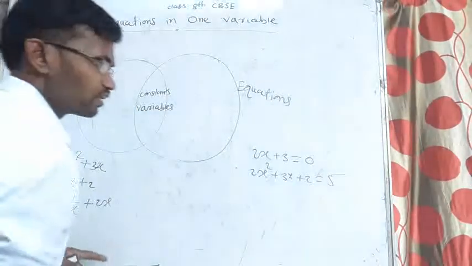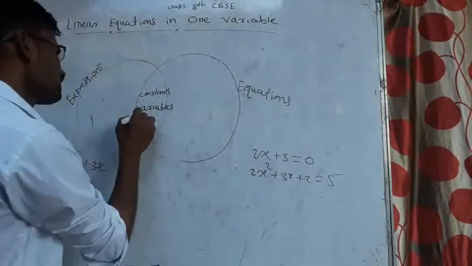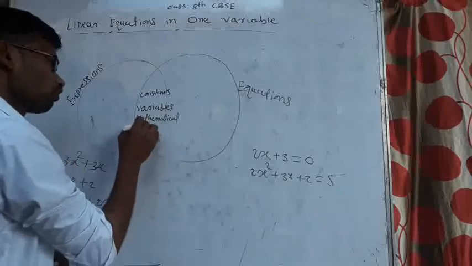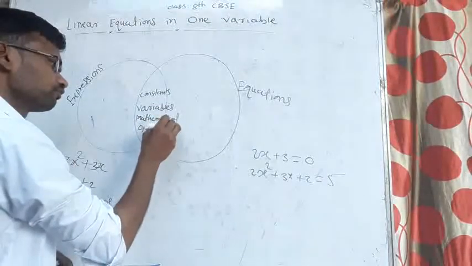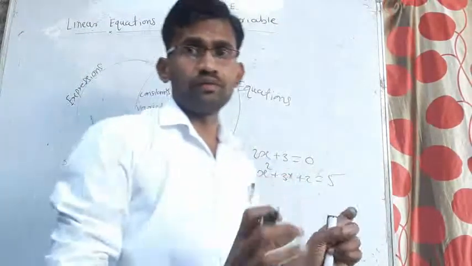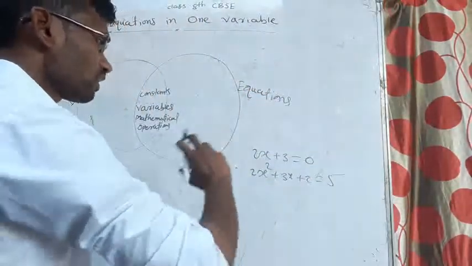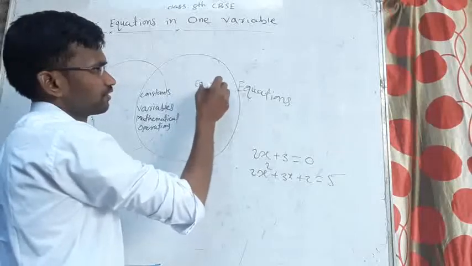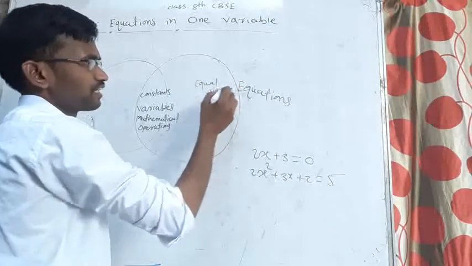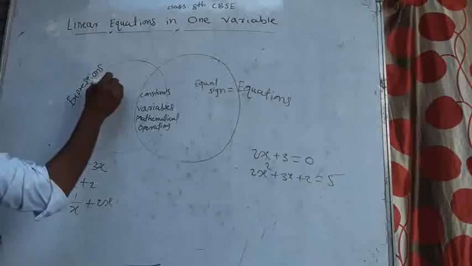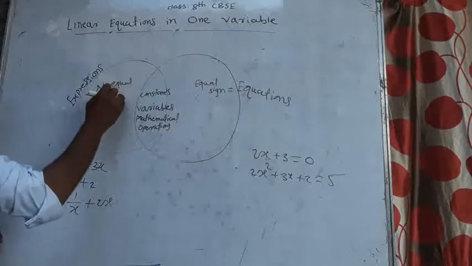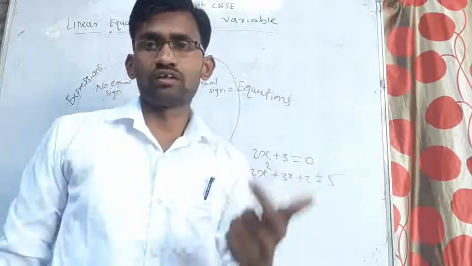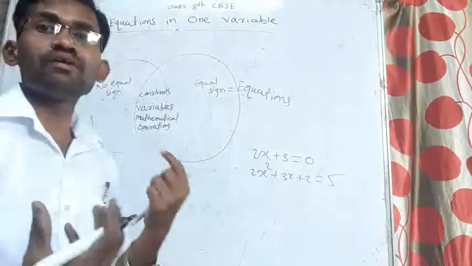Mathematical operations are also there in both. These are the common things between the expression and equation. In equation there is an equality sign, and in expression there is no equal sign. Now, the goal of the equation is to solve, and the goal of the expression is to simplify.